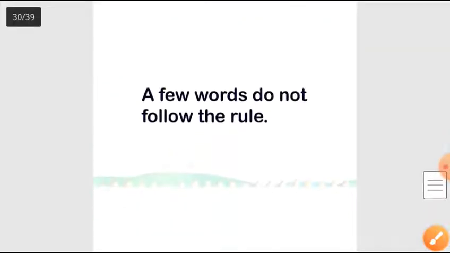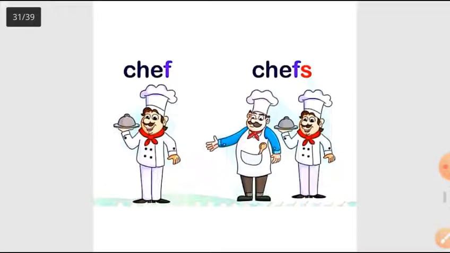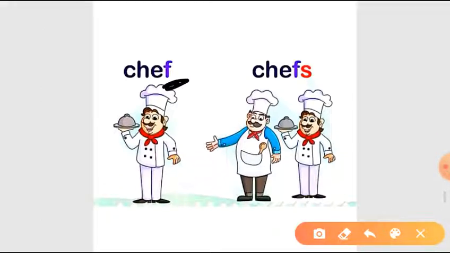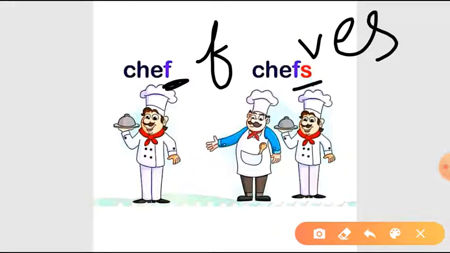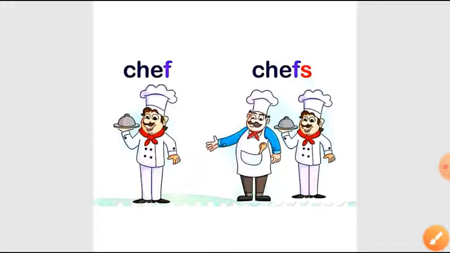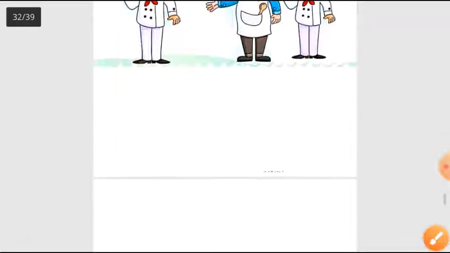But a few words do not follow the rule. As you can see here, the word is chef. It is ending with f. Yet we have not replaced f with ves. We have just simply added s here. So few of the words don't follow these rules.